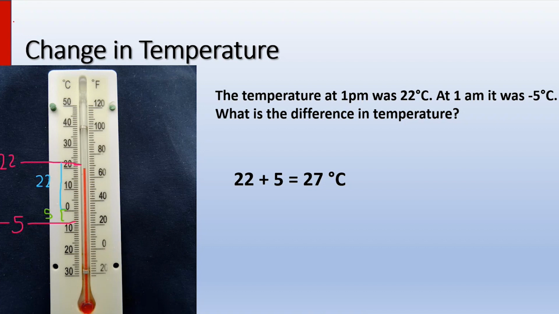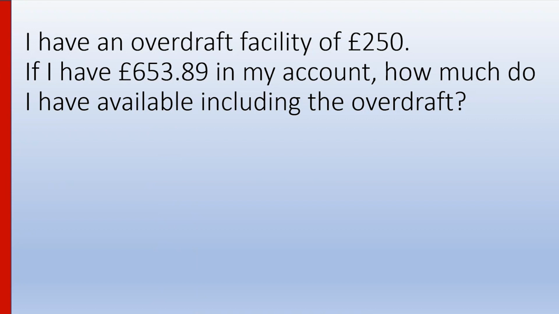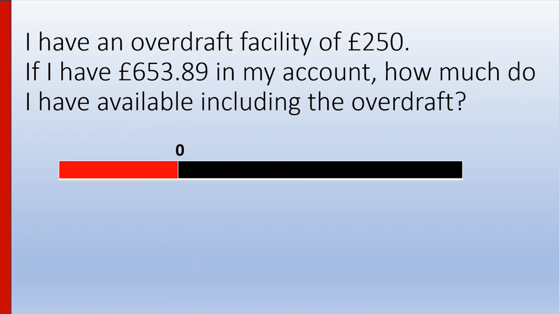But what about another context? I have an overdraft facility of £250. I have £653.89 in my bank account. How much do I have available, including the overdraft? Well, we'd look at it in these terms. There's my zero. There's the amount that I've got in.